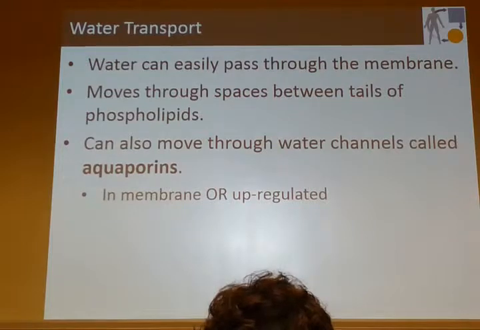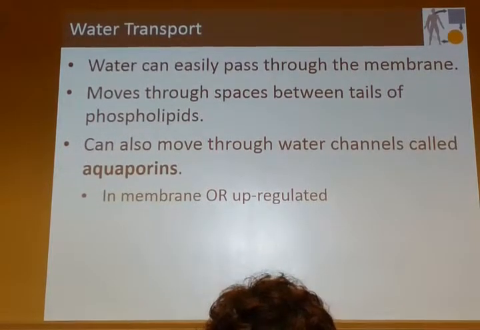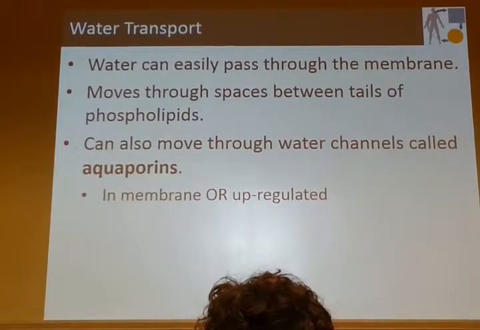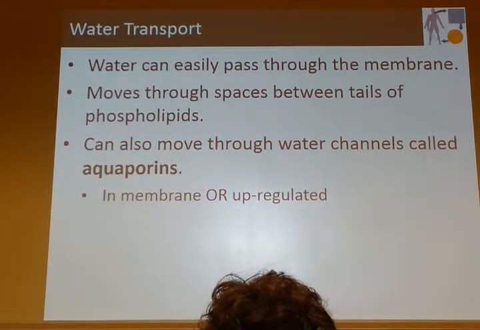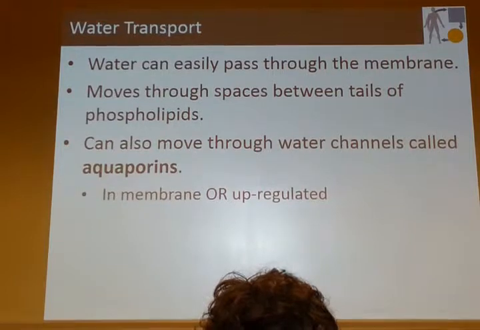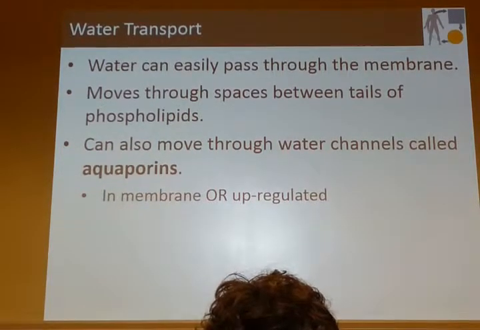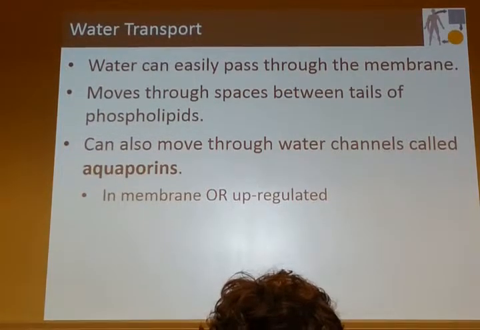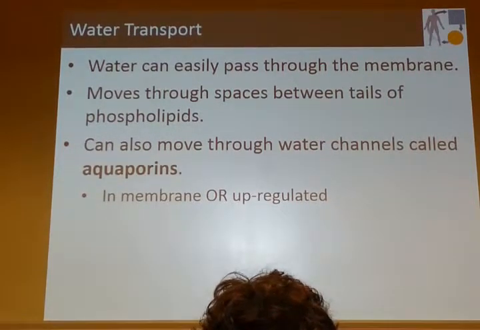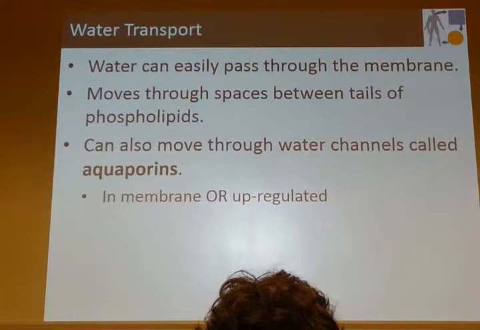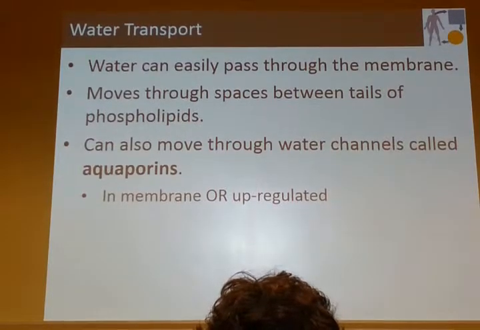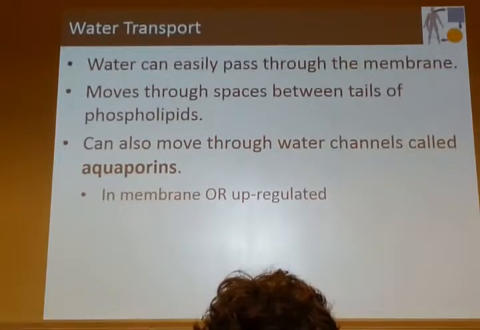And what's the concentration of solute inside a red blood cell or any other cell in your body? 0.3 molar or 300 milliosmolar. This is the same thing as 0.3 molar. But usually we talk about osmolar when we're talking about the human body.